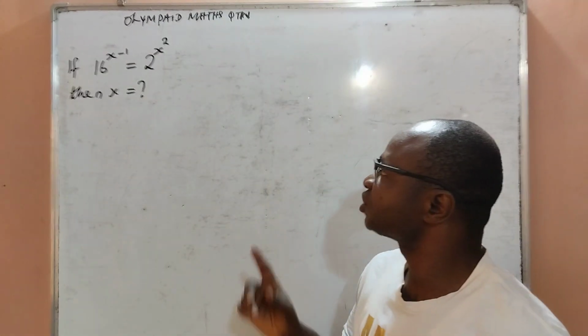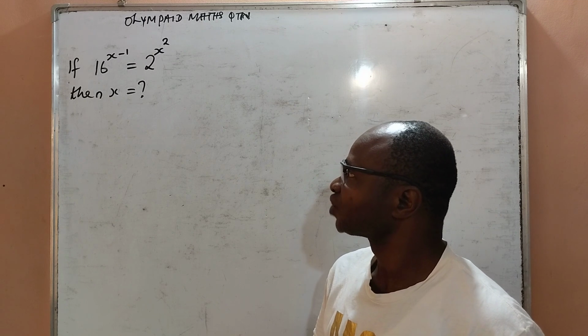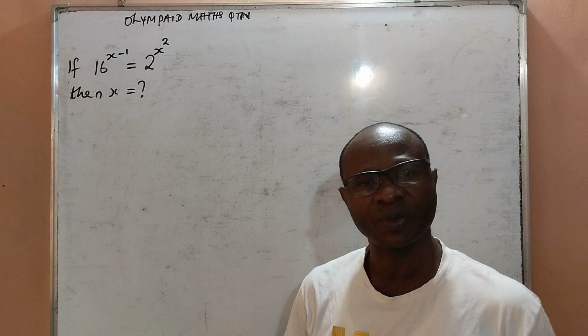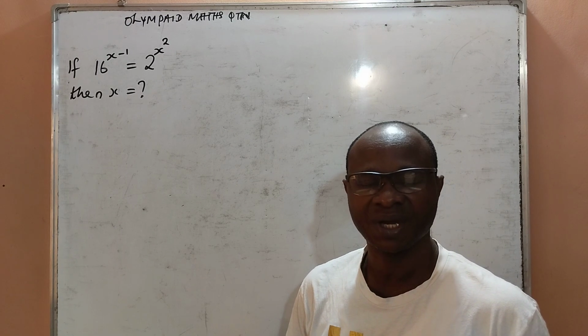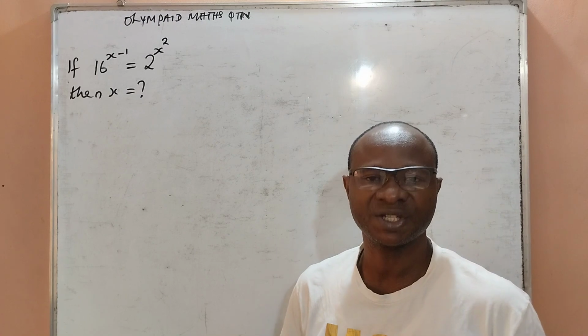Today's math class, we shall be solving an Olympiad math question. Given that 16 raised to power x minus 1 is equal to 2 raised to power x, all raised to power 2, then what should be the value of x? Watch to the end and subscribe to my channel.